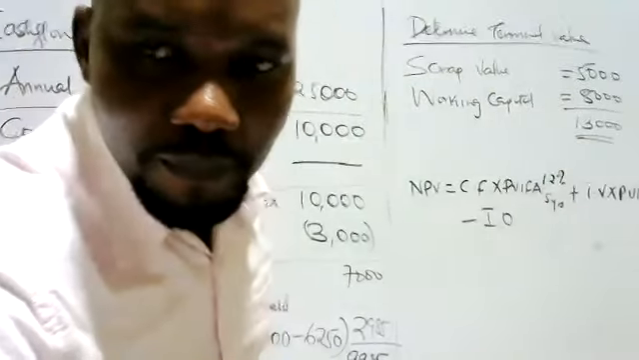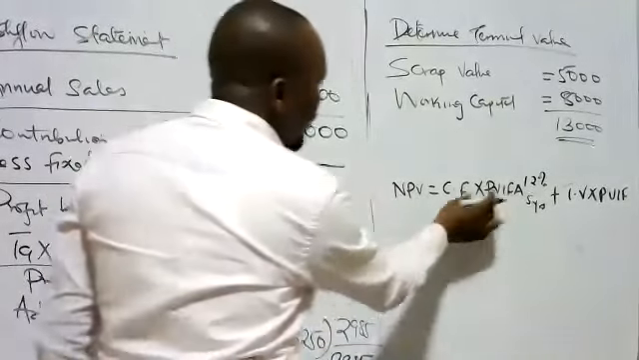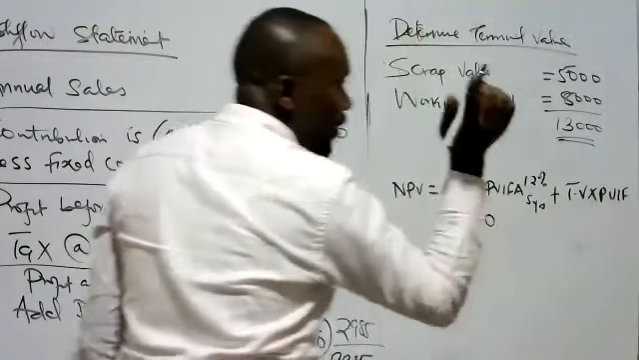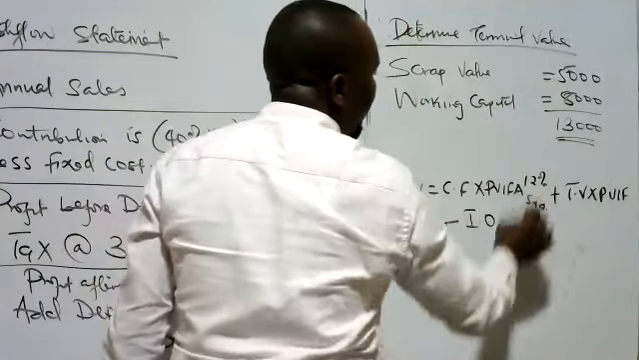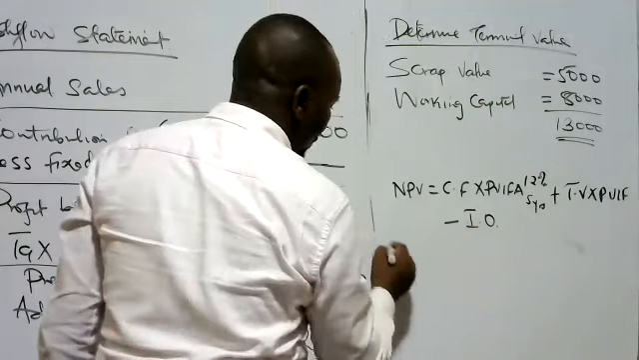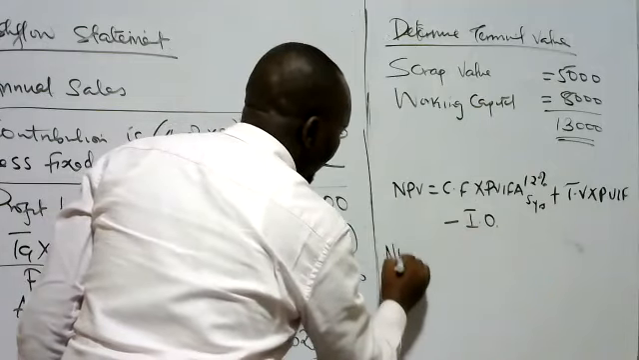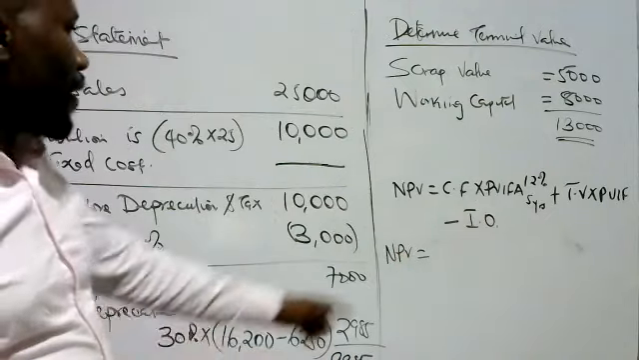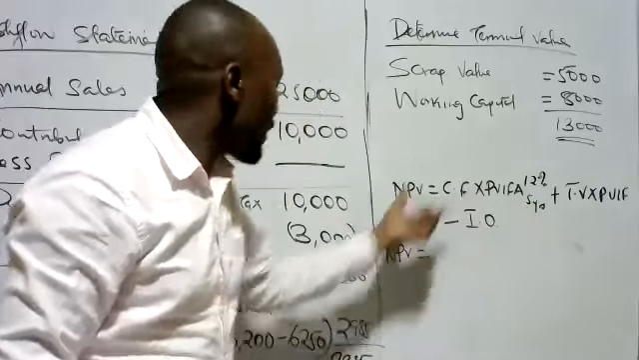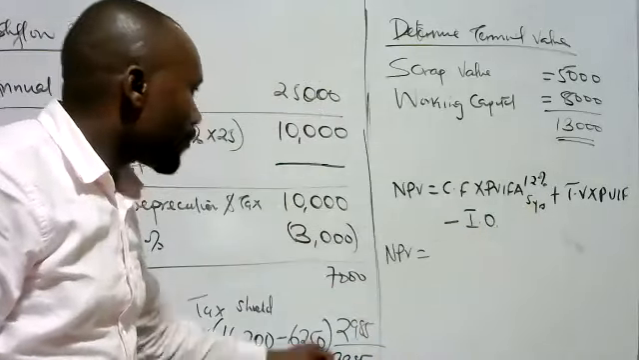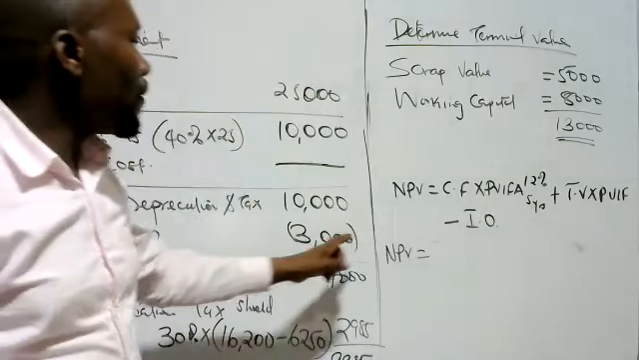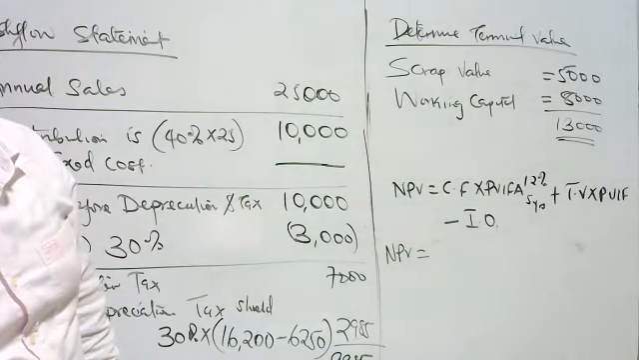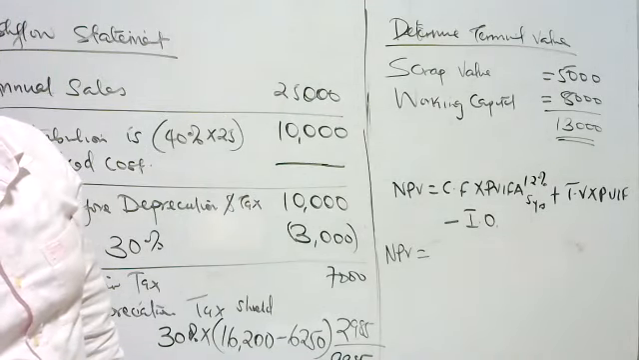So we have to calculate the cash flows we have done. We have the terminal value, which comes once after the 5 years period. Then we have IO. So our NPV is equal to, what is PV for 5 years? Because this is now annual cash flow. So it is PV for 5 years, 12%. What is it? 3.6.